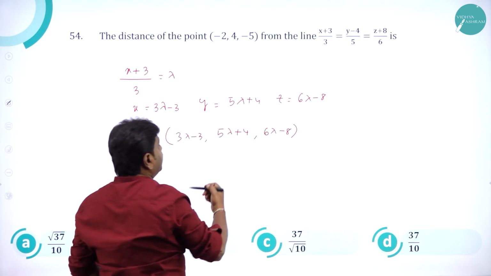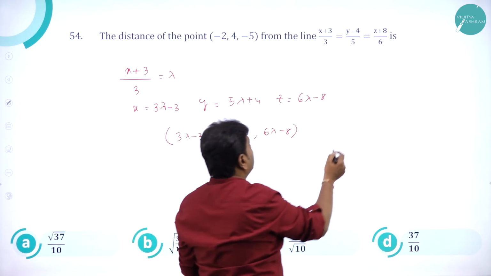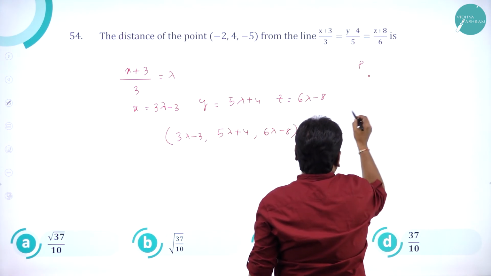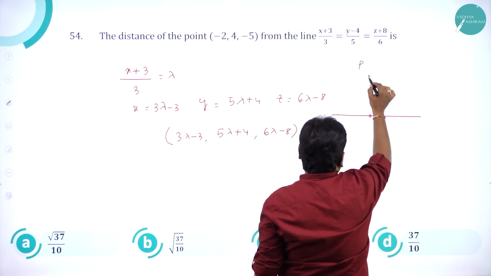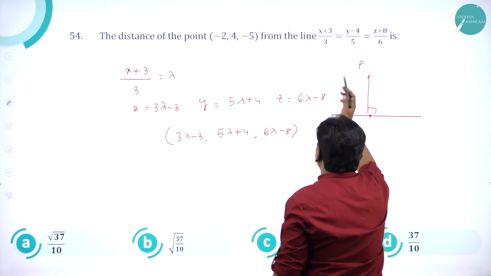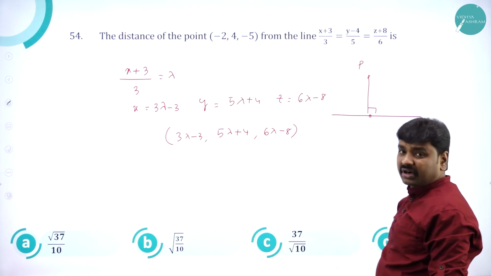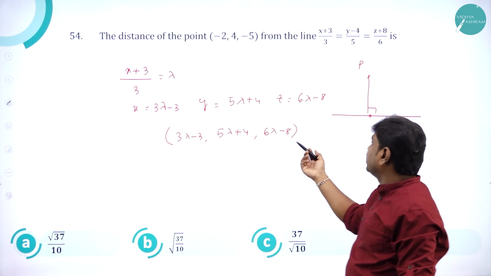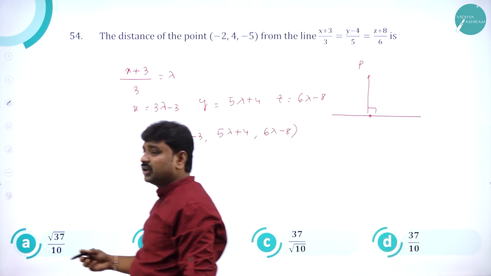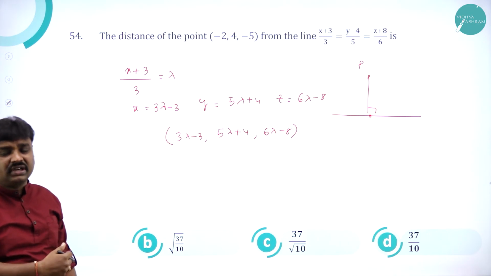And to find lambda, we have the concept of perpendicularity. This is the point and this is the line, and these two are perpendicular. If two lines are perpendicular, the sum of the products of their direction ratios gives you 0. So 3 into... like that we have to solve to get lambda. After getting lambda, substitute and get the distance.